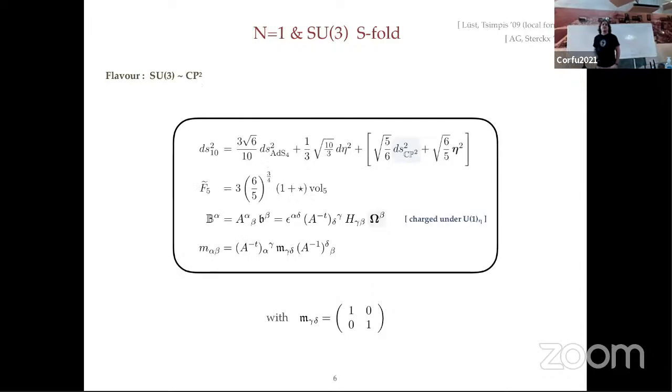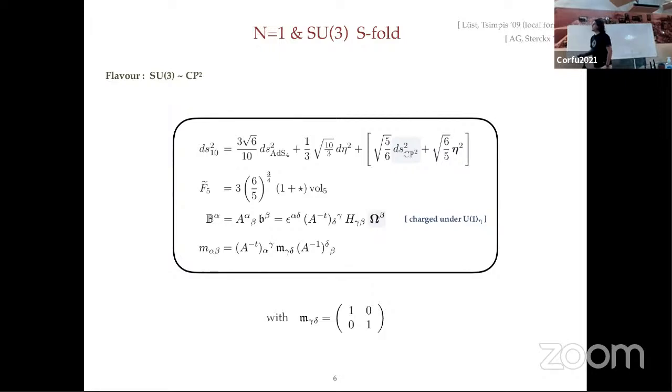And there is another example of an S-fold, which is again of this form that I'm all the time insisting on, like twisting something with the SL2 matrix. But this time the solution is N=1 supersymmetric and it has an SU3 symmetry. And the SU3 symmetry, you can localize it in the geometry. It comes from this CP2 factor, which again, upon AdS/CFT mapping, this SU3 symmetry corresponds to a flavor symmetry of what would be the field theory dual, the S-fold CFT dual.